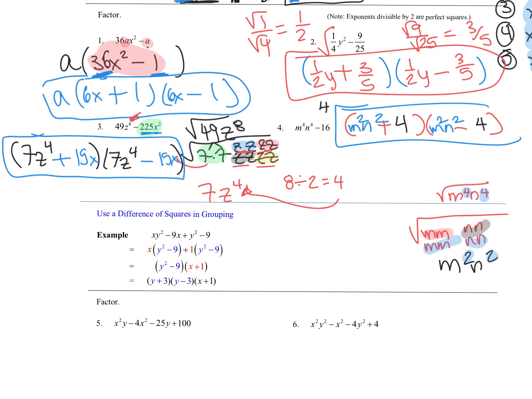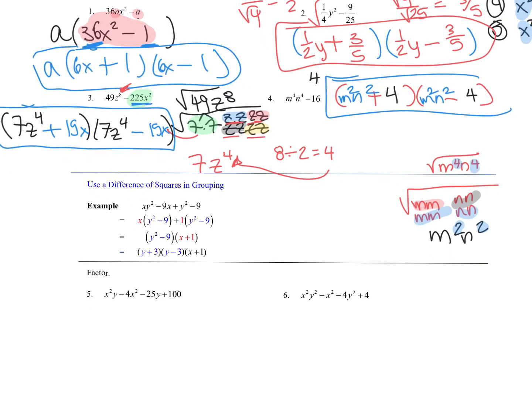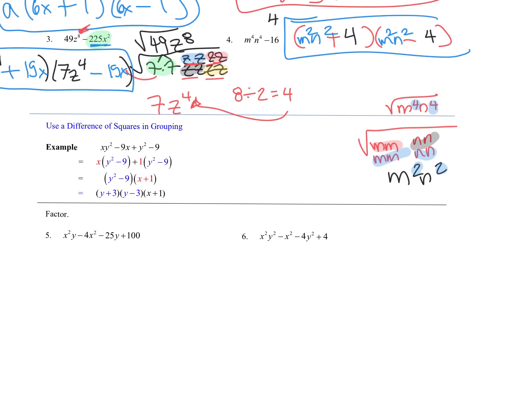Okay, so another thing that we have to be able to do is to apply the difference of squares in factor by grouping. That's the ultimate factoring experience. I know you're excited. All right, so we can use the difference of squares in grouping. Here is an example of that.